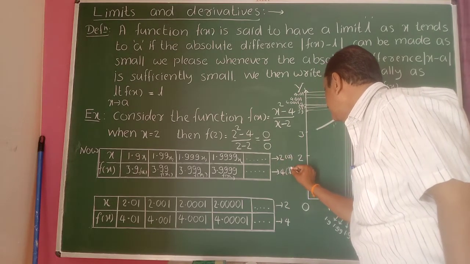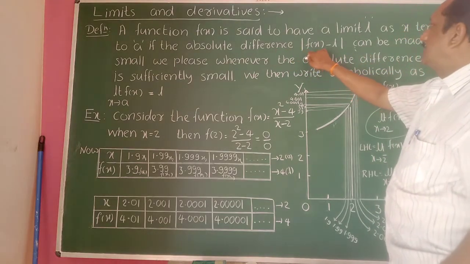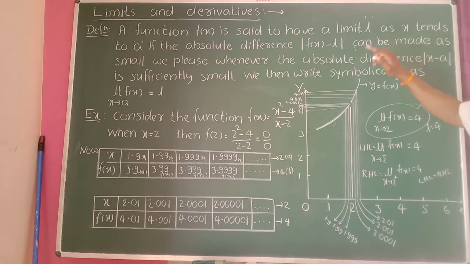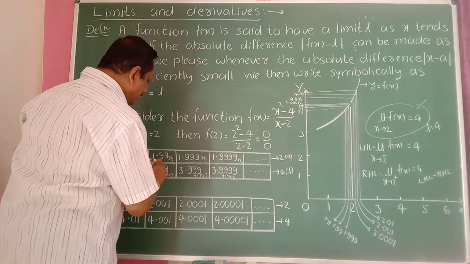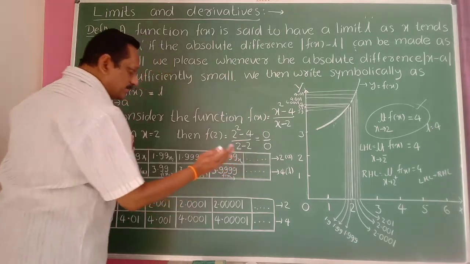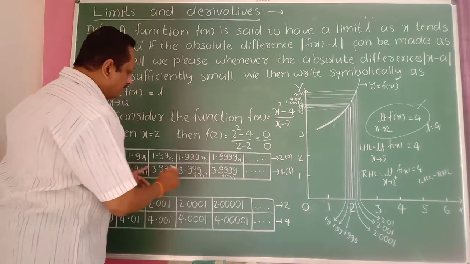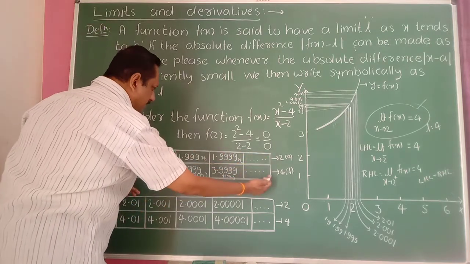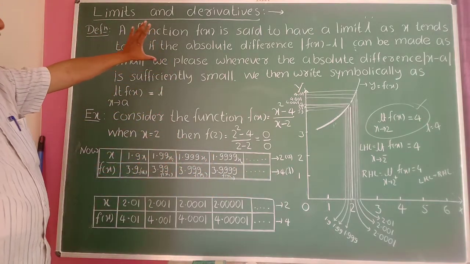Okay, so x tending to a, the absolute difference f of x minus L can be made as small as we please whenever the absolute difference modulus of x minus a is sufficiently small. ಯಾವಾಗ ಇದರ ಡಿಫರೆನ್ಸ್ ಸ್ಮಾಲ್ ಆಗ್ತಾ ಹೋಗುತ್ತೆ, ಆಗ ಈ difference ಸಹ ಸ್ಮಾಲ್ ಆಗ್ತಾ ಹೋಗುತ್ತೆ. When this difference is smaller, then this difference is also smaller. Therefore, the definition of the limit is like that only.